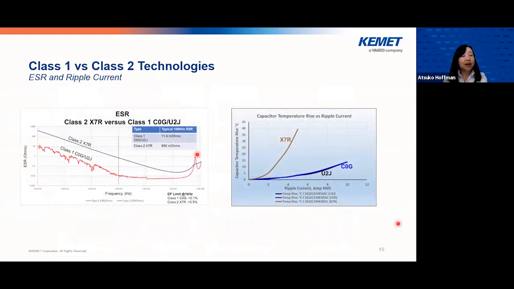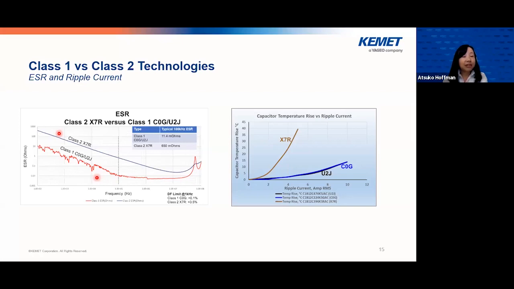When you look at ESR versus frequency, right here, class 2 versus class 1, class 1 has very, very low, much lower ESR compared with class 2. Here you see some noisy signal, but that's because the class 1 dielectric, especially our calcium zirconate based class 1 dielectric, has very, very low ESR, and it's getting into the range where it's difficult to actually measure ESR. If you're getting into the 1 ohm range, it is very, very difficult to measure.